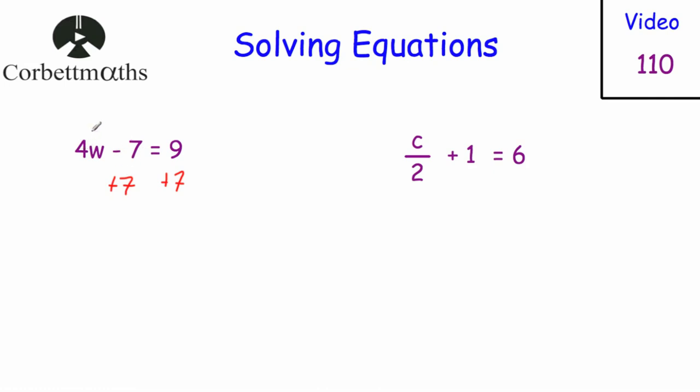That's just going to leave us with 4w. So we've got 4w equals, and on the right-hand side of the equation, we've got 9 plus 7. And 9 plus 7 is equal to 16. So we've got 4w equals 16. Now we want the w on its own. So this is 4 times w. So we're going to divide by 4 and divide by 4. We've divided by 4 to get rid of the times by 4. So we're just left with w. And on the right-hand side of the equation, we've got 16 divided by 4. And 16 divided by 4 is 4.